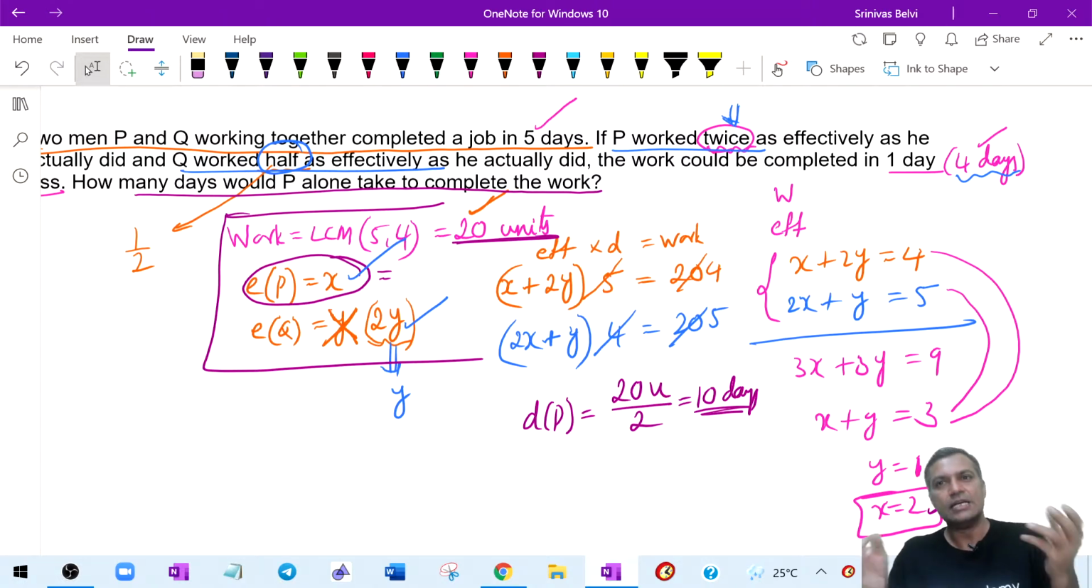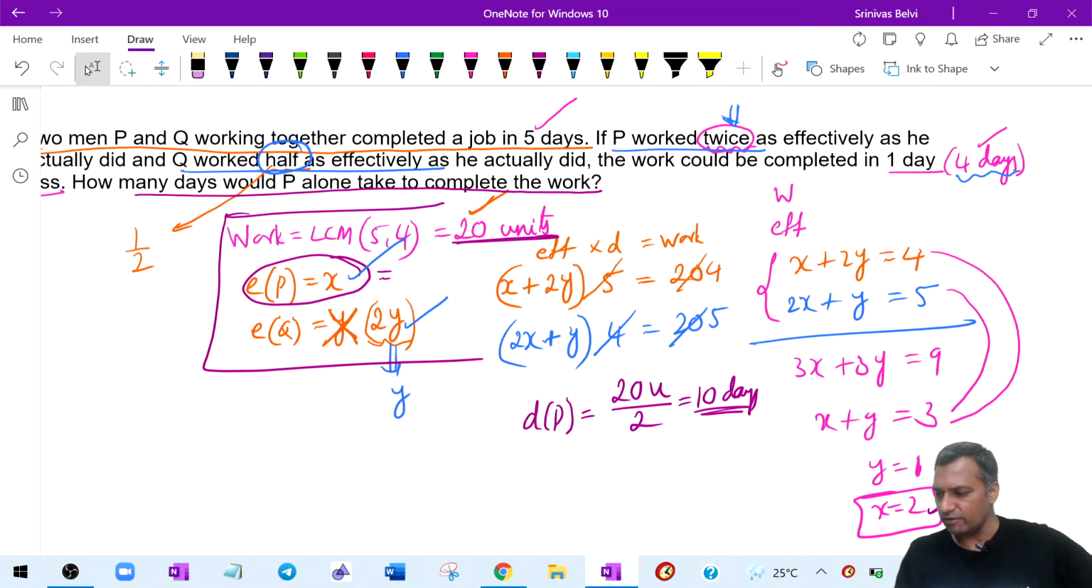Same efficiency, same work, but we have to handle it a little judiciously. That's it. We have to handle it with a little bit of wisdom. Kushagar, it might have worked in this question, luckily, because both their efficiencies are equal.